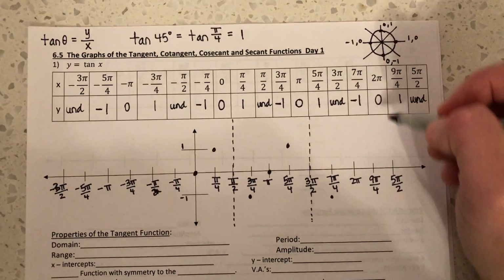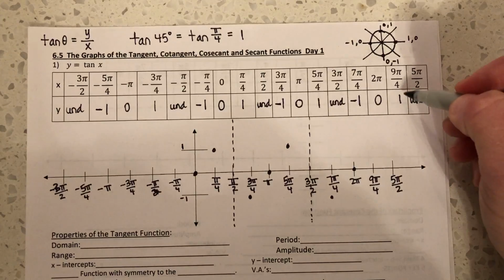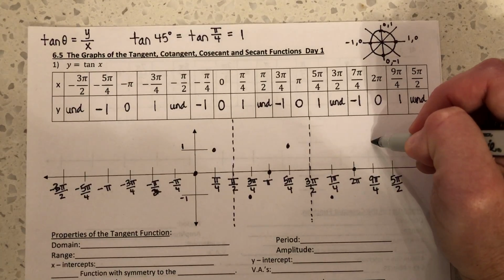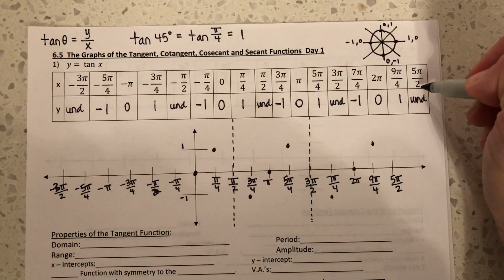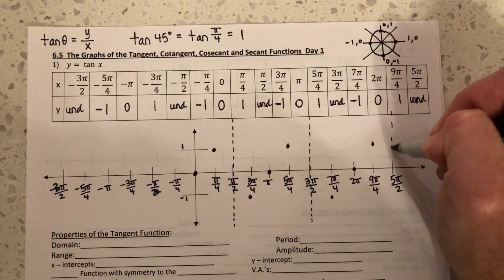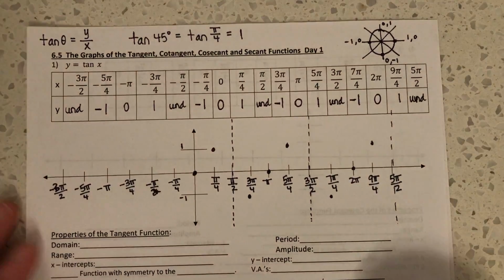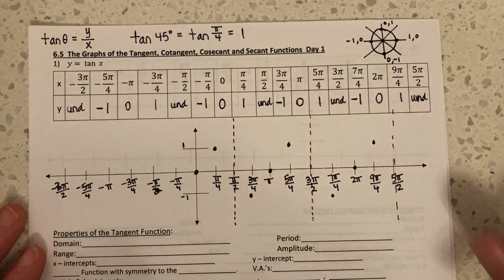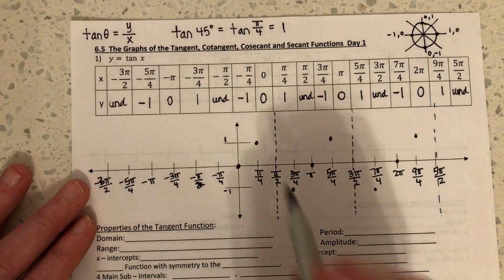All right, so then 2 pi went in and 0 came out again. 9 pi over 4 went in and 1 came out. And then 5 pi over 2 went in and an undefined value came out. Okay, we're going to stop, even though it would keep on going, you can just keep plugging angles in and create more outputs. All right, let's go back this way.